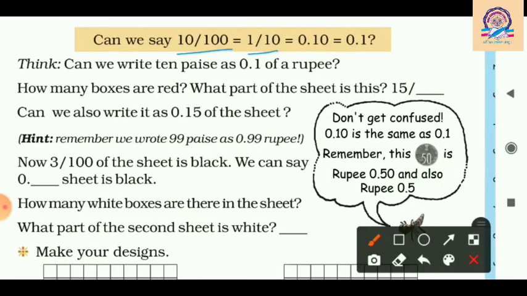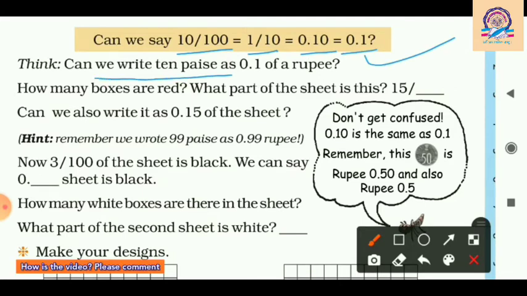Now on the next page, so can we say 10 upon 100 is equal to 1 upon 10? Yes. And 0.1 is equal to 0.10. Yes, we have already done it. Now can we write 10 paise as 0.1 rupee? So we can definitely say it.